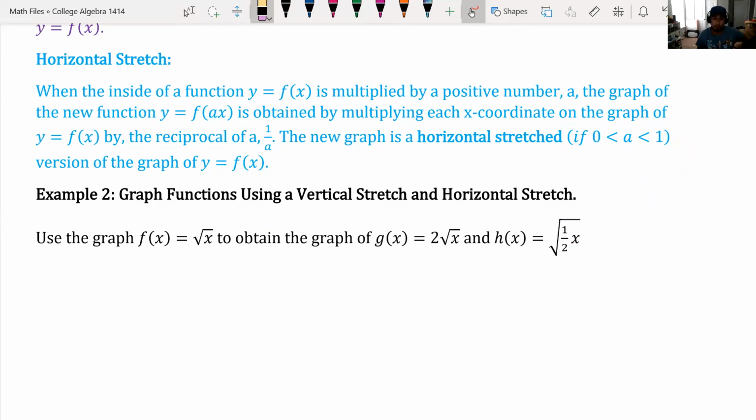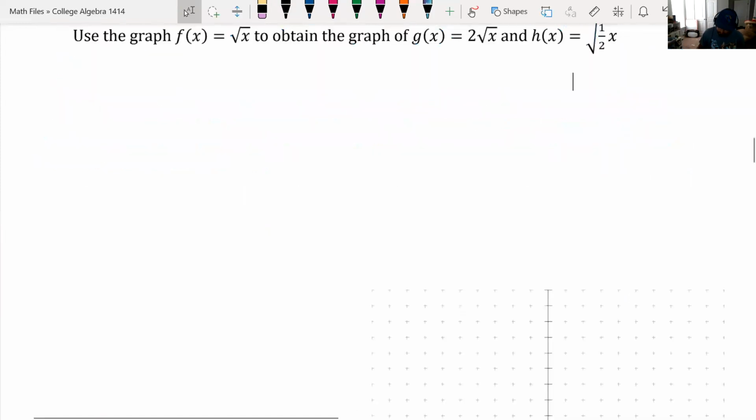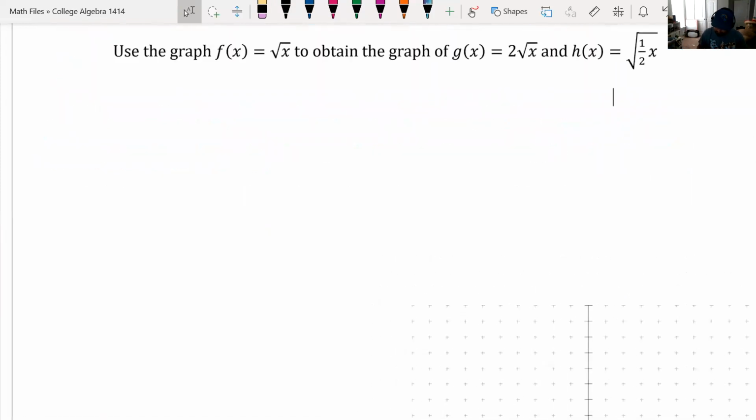All right. So let's try these two out. We are given the parent function, the square root of x. Let's graph the square root of x, the parent function, and then graph the transformations given above. So first up, let's graph the square root of x.